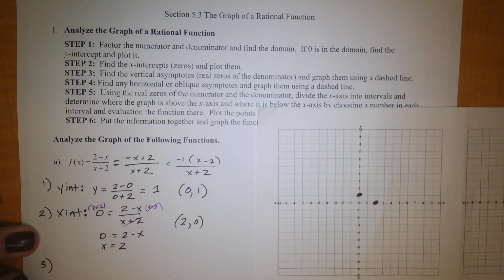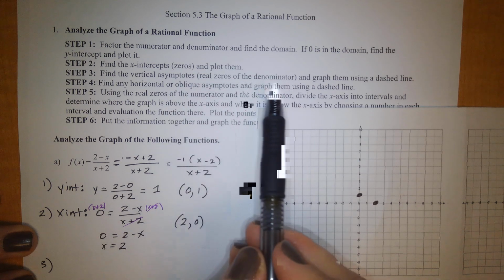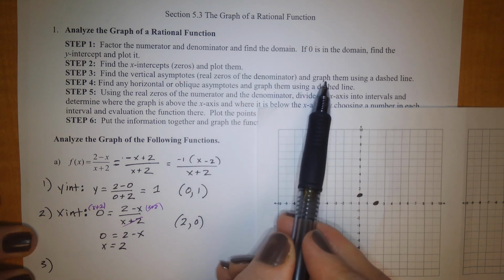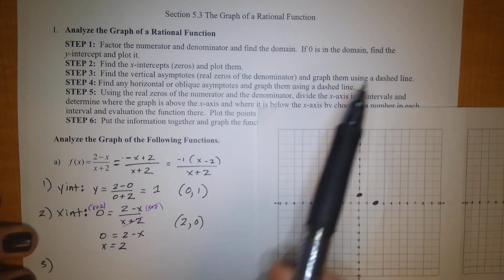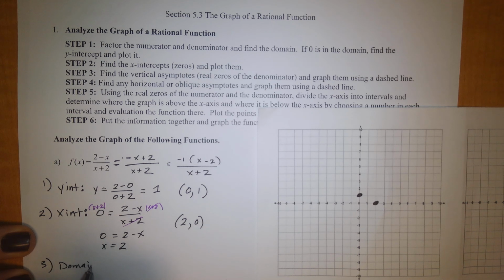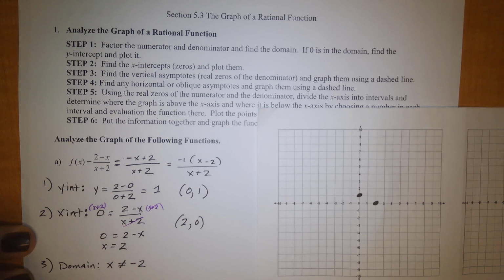The third step is to find any vertical asymptotes, which are the real zeros of the denominator, and graph them using a dashed line. Here I'm looking at the denominator, and I can clearly see that my domain says x cannot be negative 2, because if x is negative 2, that makes my denominator 0.